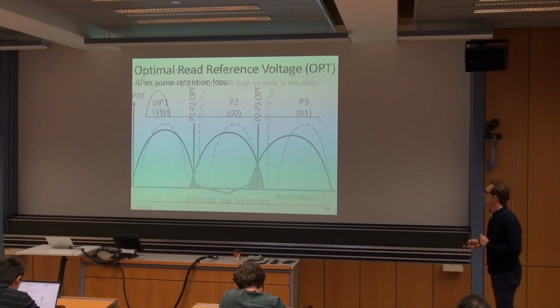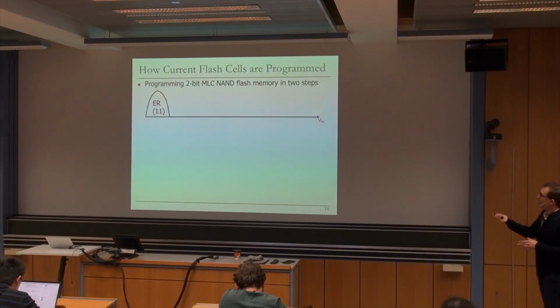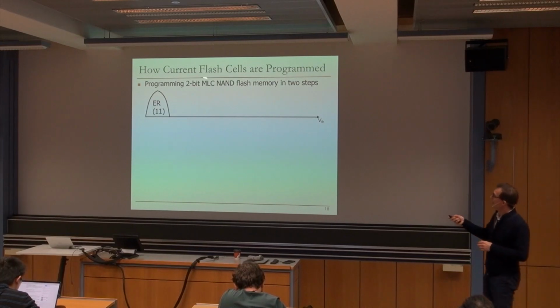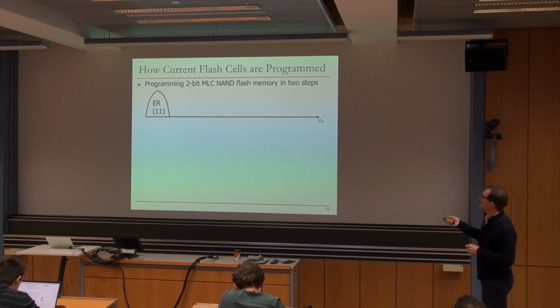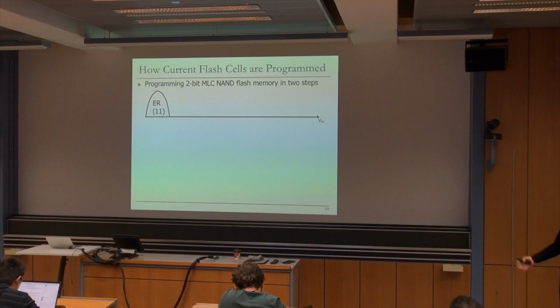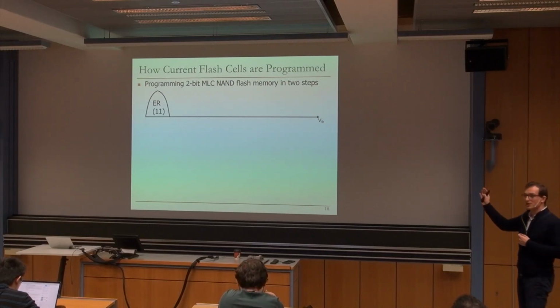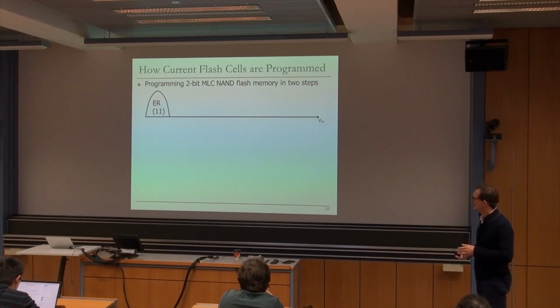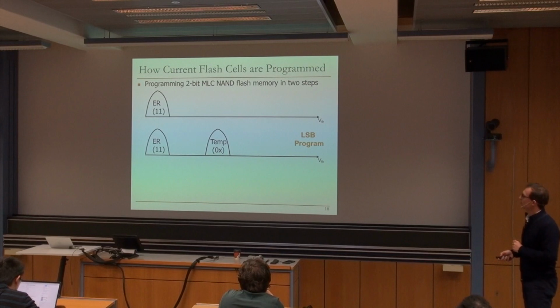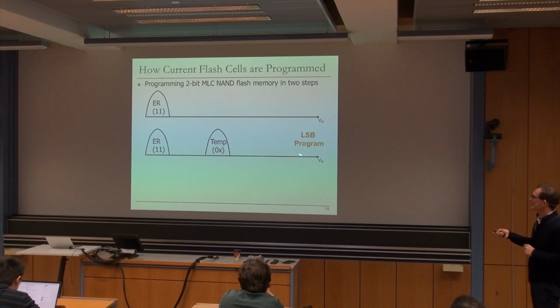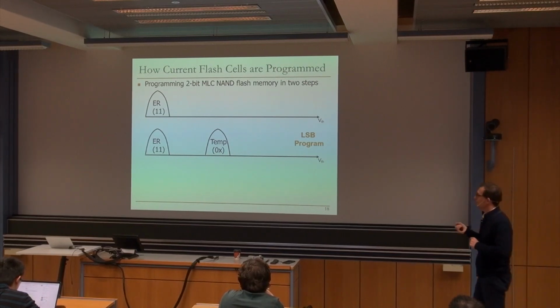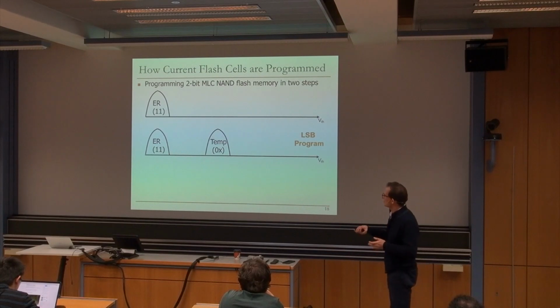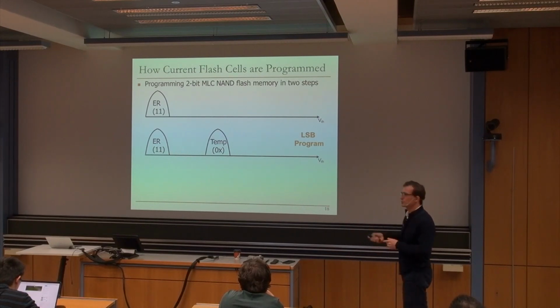Okay, so how do you actually program these cells? If you have a 2-bit multi-level cell NAND flash memory, you normally program it using what we call two-shot programming right now, and that increases your latency. Basically, what you do is you normally program the LSB, or least significant bit, first. So this is the first step, or two-step programming.